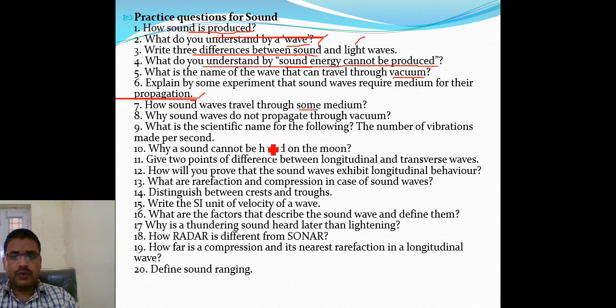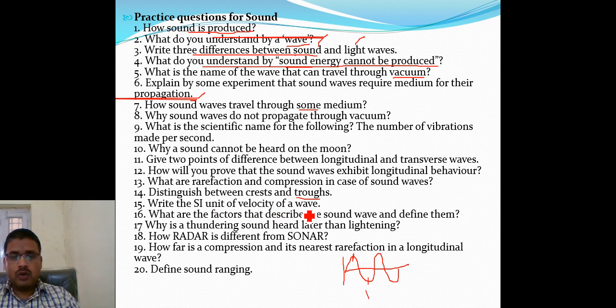In these questions you have to understand the difference between the crest and trough. When the sound is produced from the mean position in this way, this position is a crest, and this position is a trough, trough, trough. Write the SI unit of velocity of a wave.